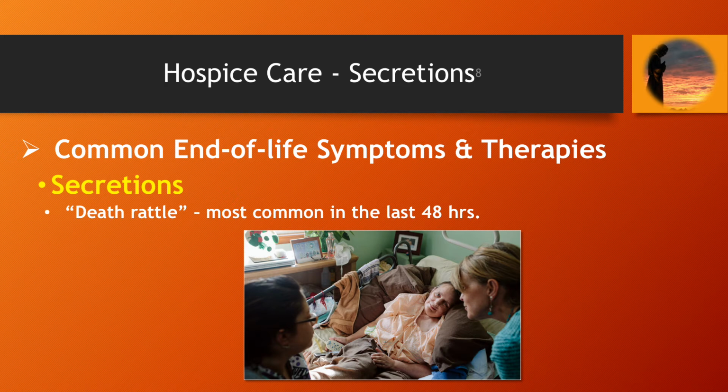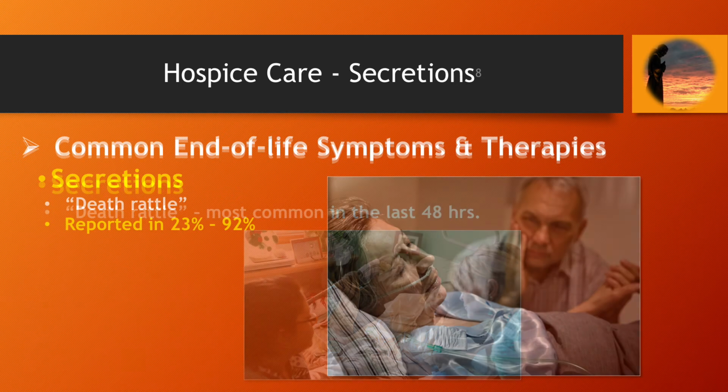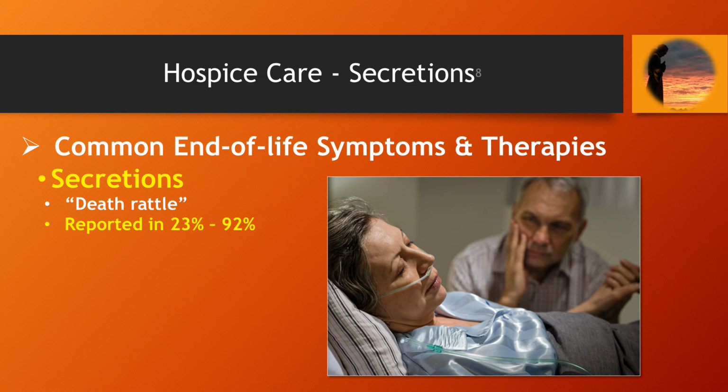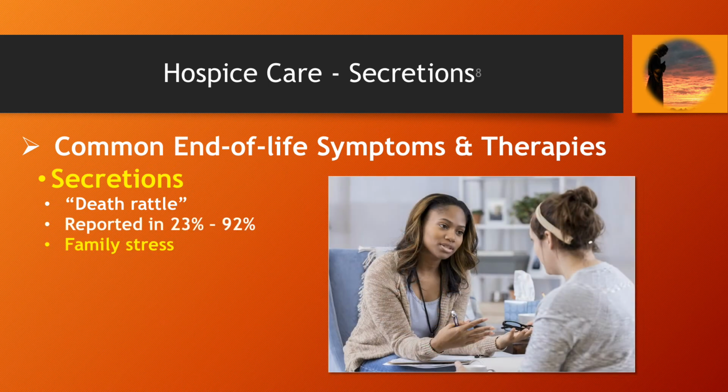Another common end-of-life symptom is secretions. It occurs when the patient loses their gag reflex. It's also called the death rattle, and it's most commonly seen in the last 48 hours of life. Symptomatic secretions have been reported in 23 to 92% of the cases. Family members have reported high stress levels when their loved ones are experiencing secretion issues. Explaining secretions during the end-of-life process ahead of time will help alleviate a lot of anxiety and fears among the family members.